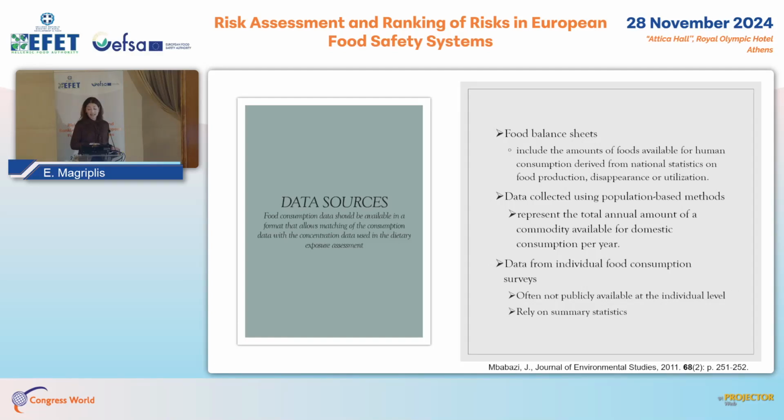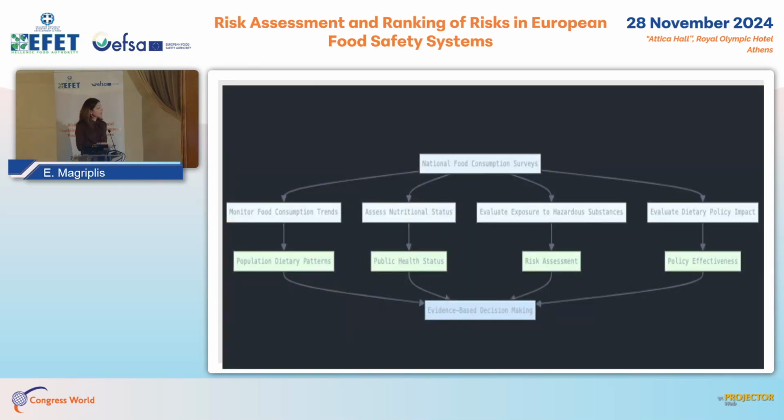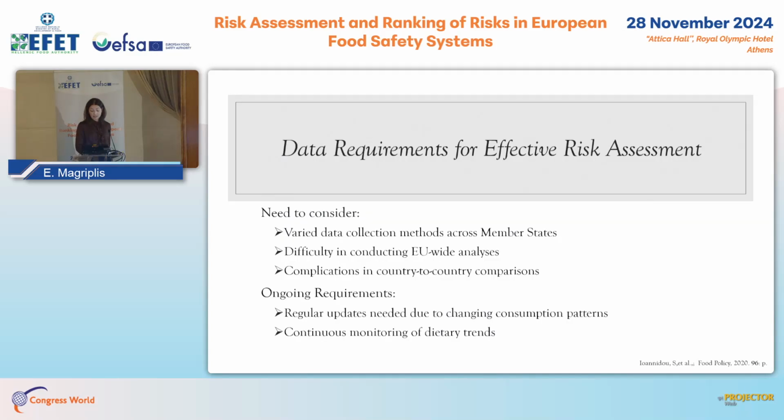What we need is data for individual food consumption, and this comes from national surveys. The problem is that even where they are done, we usually don't have this publicly available at the individual level, and we rely on summary statistics. And therefore, this is where the National Food Consumption Survey, this graph, up to recently, was used to monitor food consumption trends and assess nutritional status. We tend to forget that it is also very important in order to be able to evaluate hazard substances and therefore also dietary and develop other policy and impacts of that.